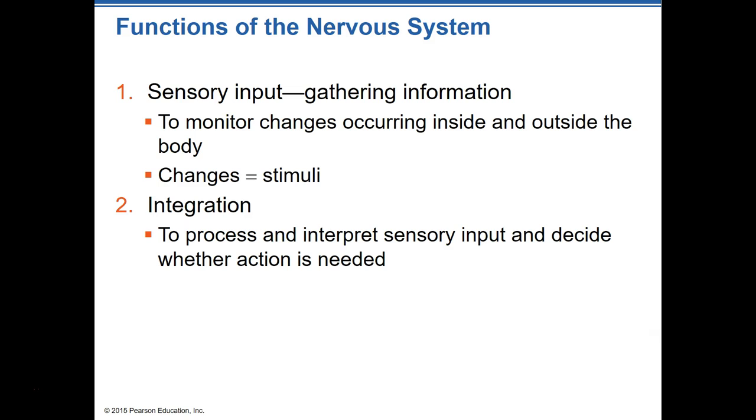Of course, one of the main functions of the nervous system is gathering sensory input or gathering information. And it monitors the changes inside and outside of the body. And those changes that it senses are what we refer to as stimuli, or stimulus, or a sensation.